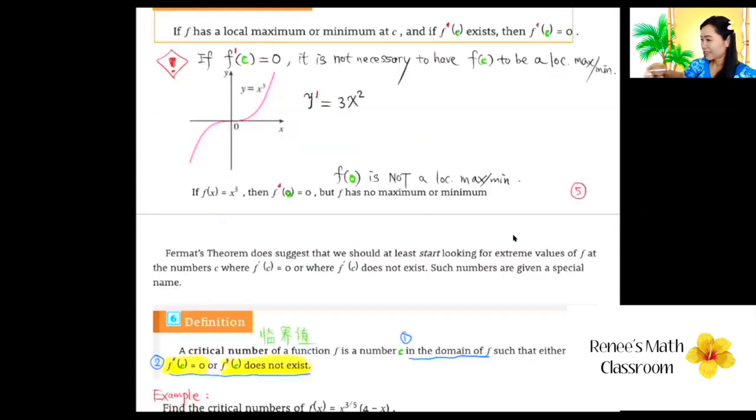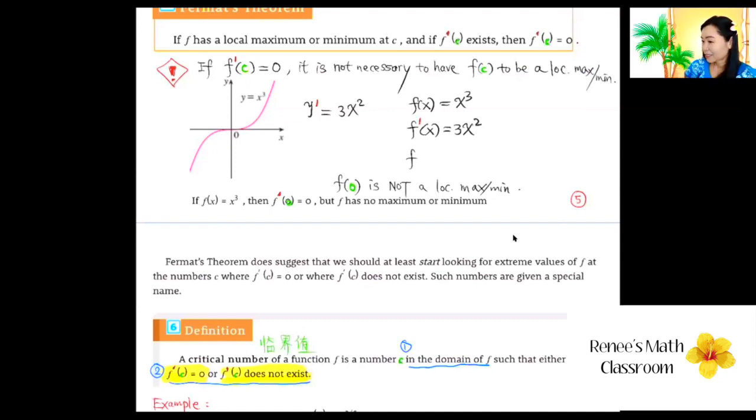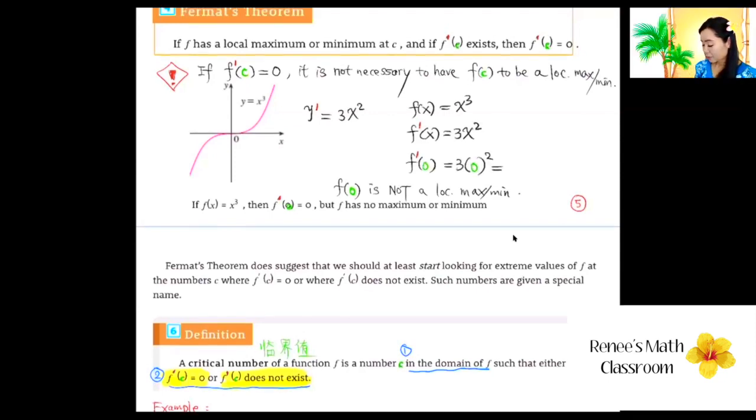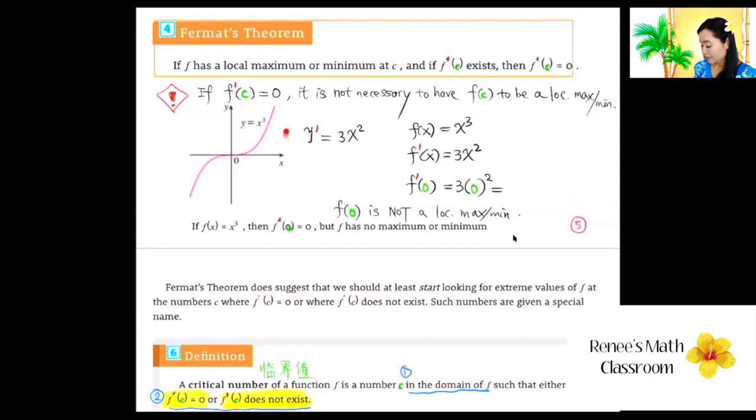Any question? Okay, I will answer your question. The question here is why f prime of 0 equals 0. This function here is f of x equal to x cubed. That's the x cubed function right here. So differentiate that, we get 3x squared. Now you substitute 0 into x. So 3 times 0 squared, and what does it equal to? You get 0. So f prime of 0 is equal to 0.